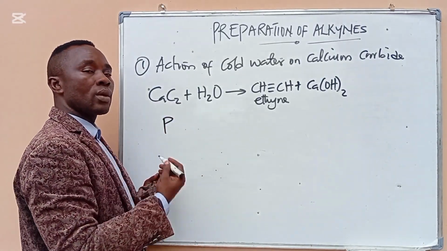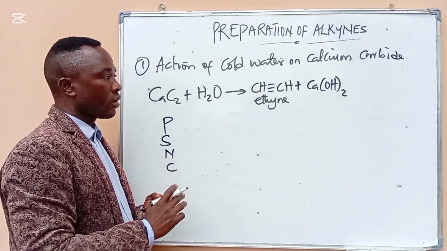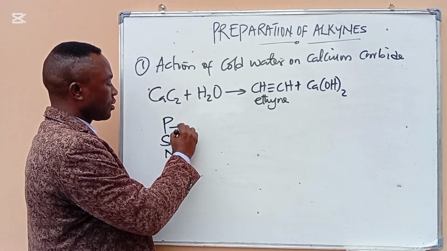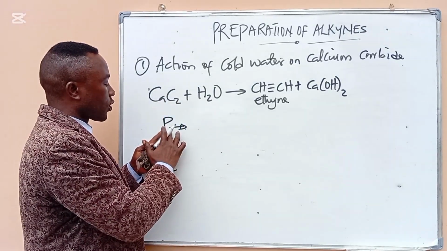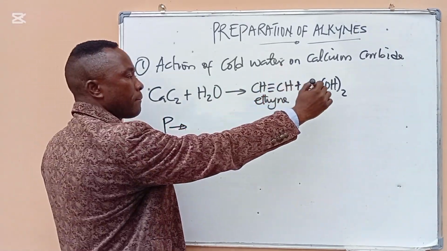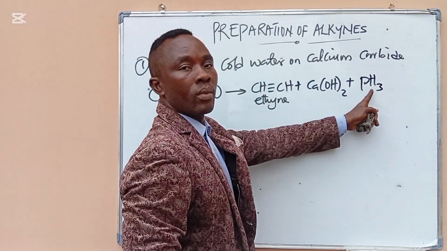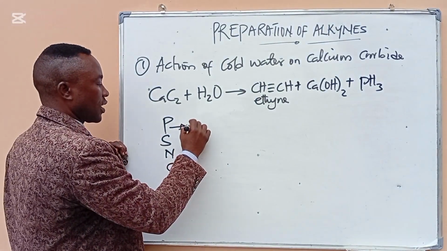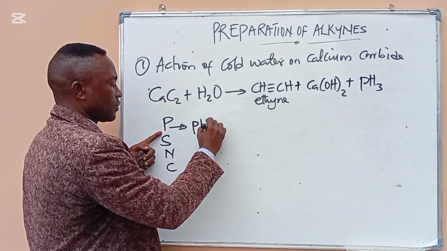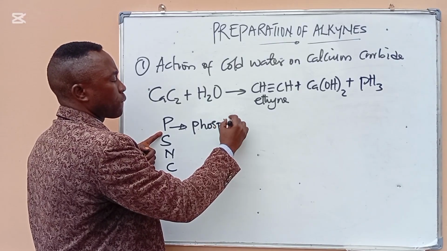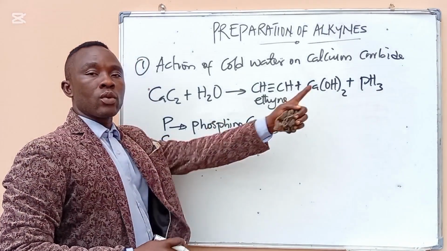Now another thing we need to note here is that the calcium carbide most times can contain impurities, something like phosphorus impurities, sulfur, nitrogen, or carbon impurity. If the calcium carbide contains phosphorus impurity, one of the products will be phosphine, PH3.